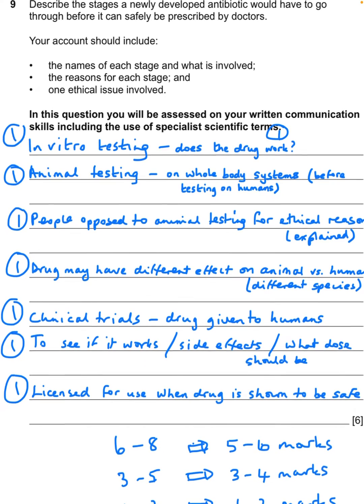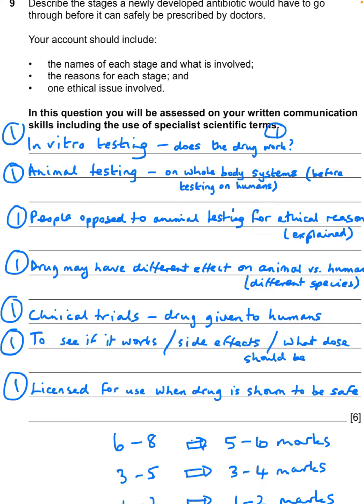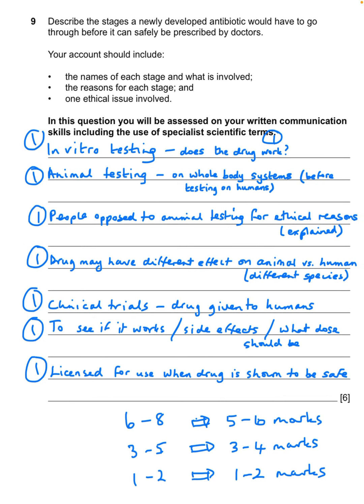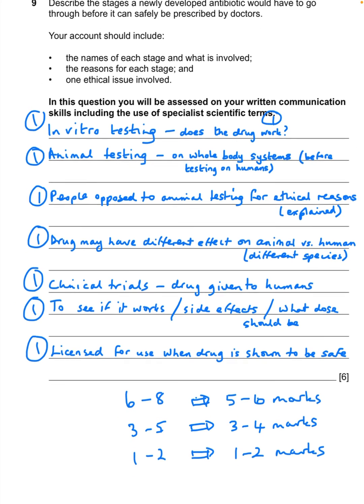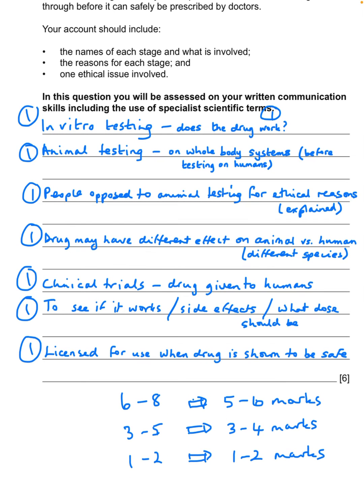And the ethical issue comes in there. So people could be opposed to animal testing for ethical reasons. And you just would need to explain what the ethical reason was or why they might be opposed. Then also the idea in there that drugs may have different effects on animals versus humans because they're different species.